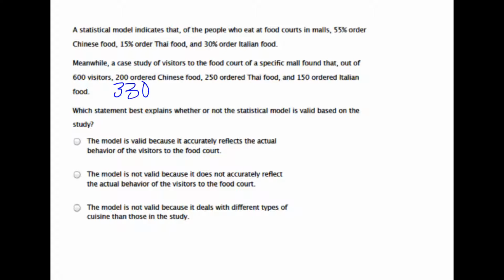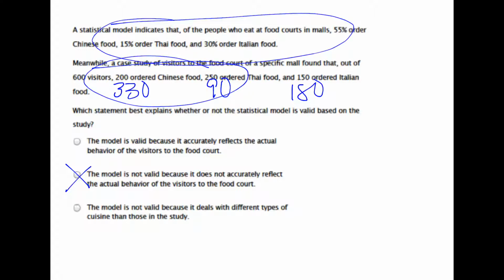The Thai food says it would be 15%. So 600 times 0.15 would be 90. That's a big difference. And then the last one would be 600 times 0.3, and you get 180. So the one that I chose was the second one because I said that it didn't accurately reflect the actual behavior. Because these numbers right here don't reflect the numbers up there.